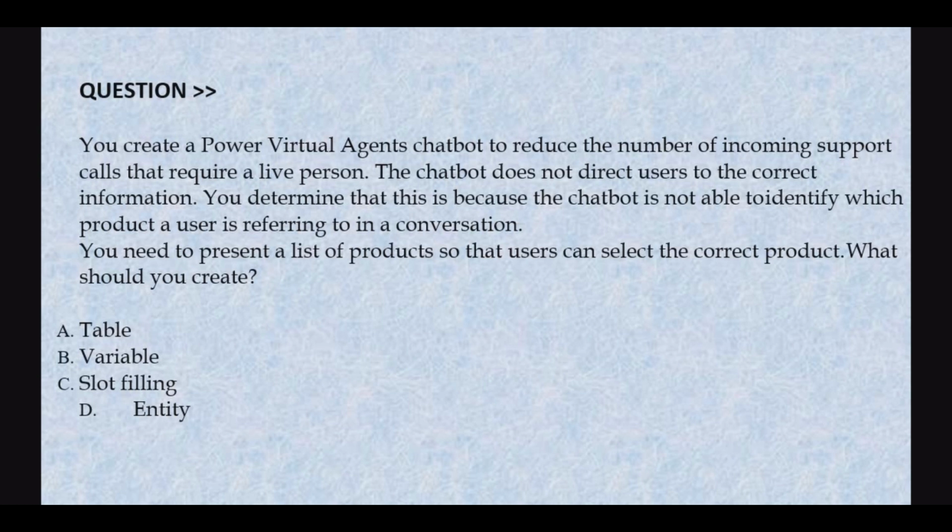What should you create? Option A, table. Option B, variable. Option C, slot filling. Option D, entity. Correct answer is option C, that is slot filling.